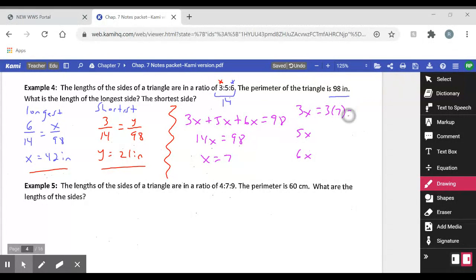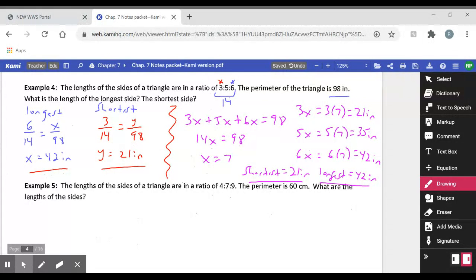So 3 times 7 is 21 inches. 5 times 7 is 35 inches. And 6 times 7 is 42 inches. And again, the problem is specifically asking for the shortest and longest. So, I could say from that, well, the shortest is the 21 inches and the longest is the 42 inches. I can specifically say that once I figure out what they all are. Okay, so again, just different options of how to do the same thing.